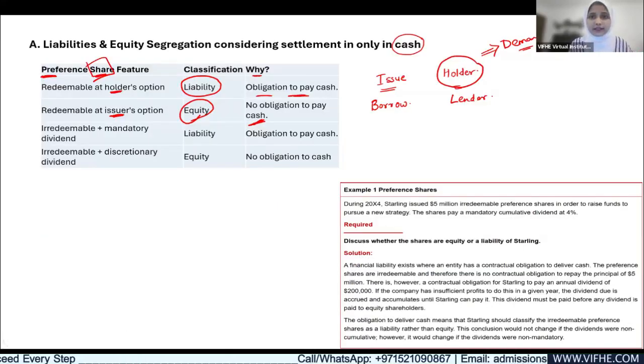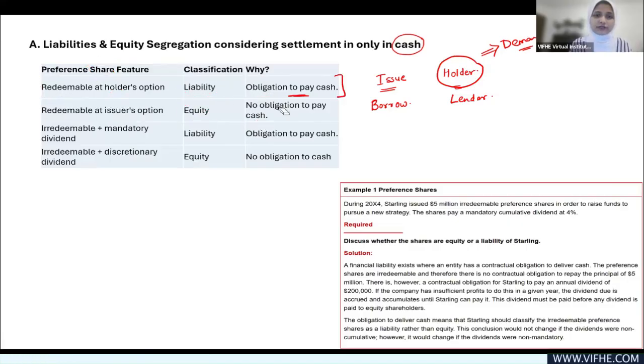If he can demand the money, if there is a clause like that, that he can demand, it's at his option, then this is an obligation to pay cash. So treatment is like a liability. This everyone understood, that because lender can demand cash, there is an obligation to pay cash. This everyone understood? That there is an obligation because the lender can demand payment. So that's why it's a liability. No debates here.